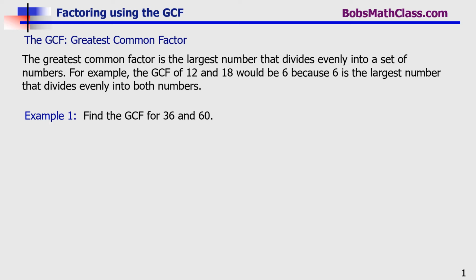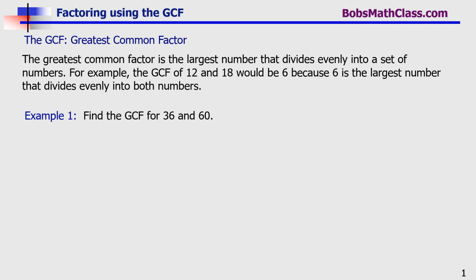Right? 2 goes into both 12 and 18. That's a factor. It's a common factor. Well, so is 1 actually. 1 goes into both of them. 2 does. 3 goes into both 12 and 18. But 6 is the greatest common factor. So that's what we're looking for.